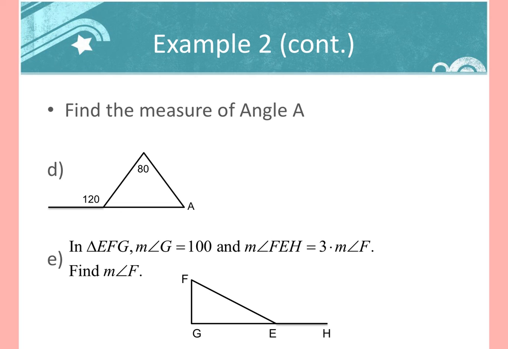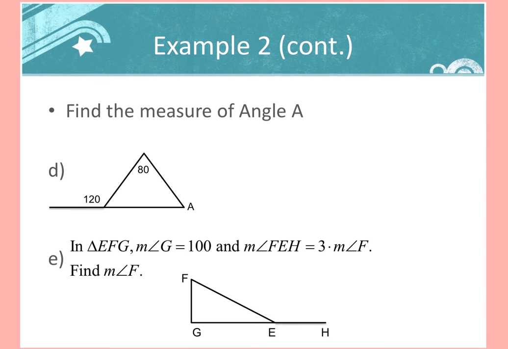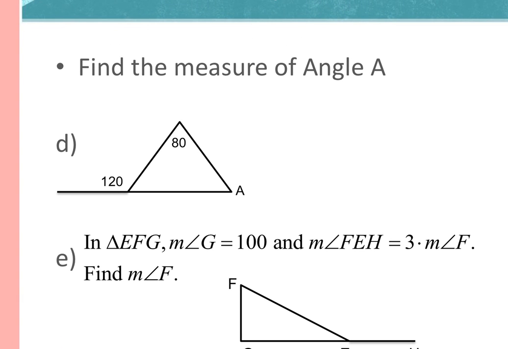All right, so find the measure of angle A. This time we're using our exterior angles theorem, or triangle exterior angle theorem, which says that the two angles add up to the exterior angle. So this one plus this one equals 120, right? So how do I find angle A? Subtract 80 from 120. Good. So what's angle A? 40 degrees.